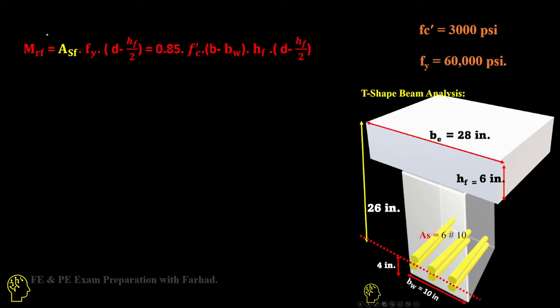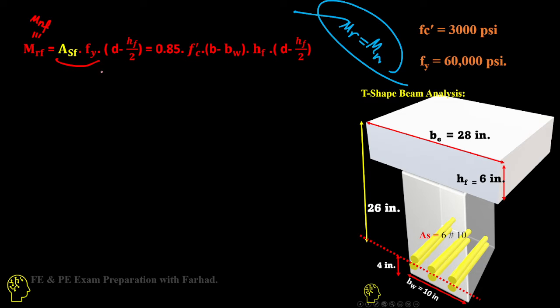In that case, we can also dissect the moment, Mr. Mr is equal to the nominal moment. Some books show them in different formats, so Mn or Mr are the same. We can say Mn for the flange part is As for flange times Fy times the arm. So this is our force times arm, which gives us the moment related to the flange part.